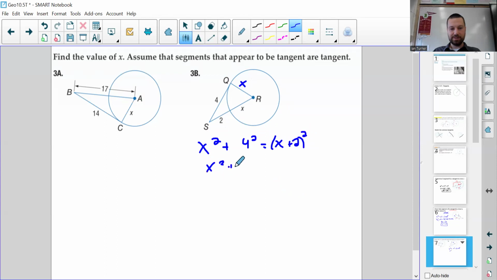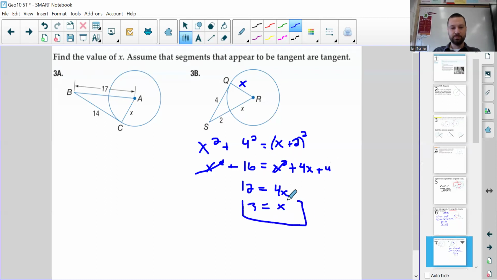X squared plus 16 equals x squared plus 4x. When you FOIL, you get plus 2x becomes plus 4x plus 4. X squareds cancel. We get 12 equals 4x. So x equals 3, and that is your radius. Kind of cool problems, huh? I like them. I like them a lot.